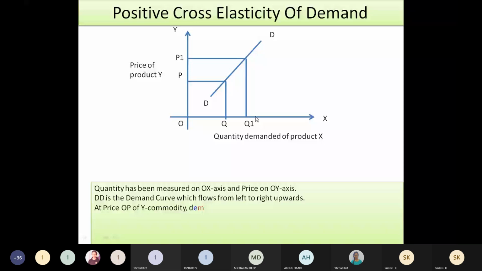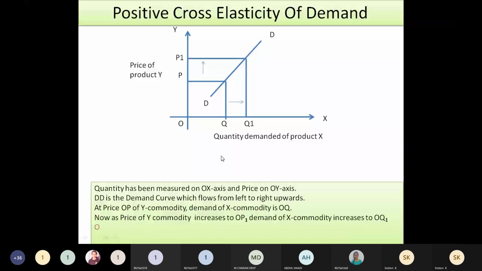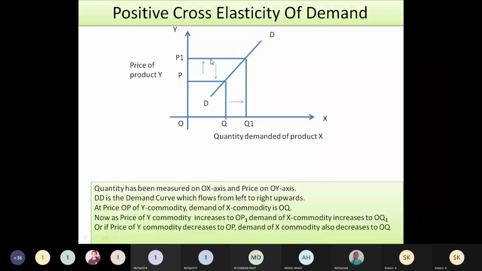Suppose Y product's price is reducing from P1 to P, the sales of X will also decrease, because that Y will be available for cheaper than product X. So automatically people will shift from X product to Y product. So that is the reason when price of Y reduces, sales will also reduce for product X. So this is what it is called as positive cross elasticity of demand.